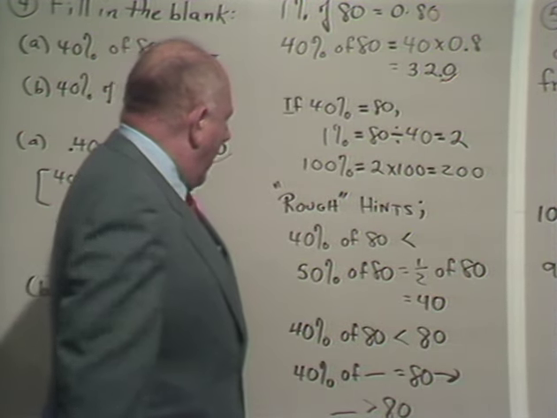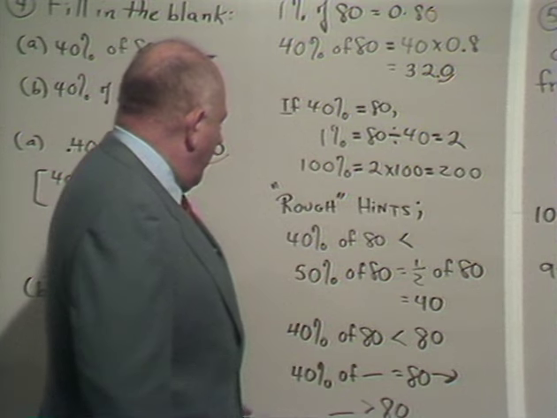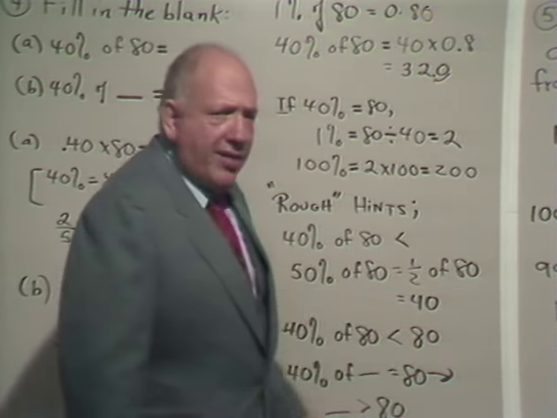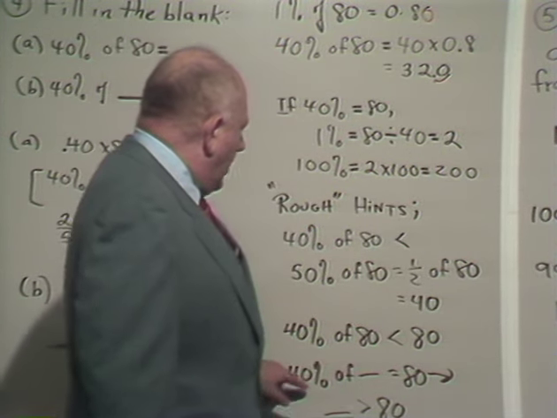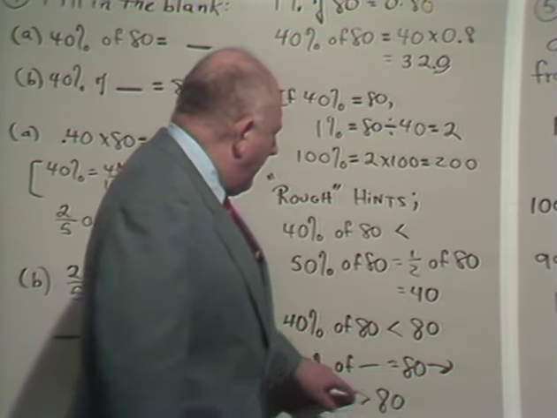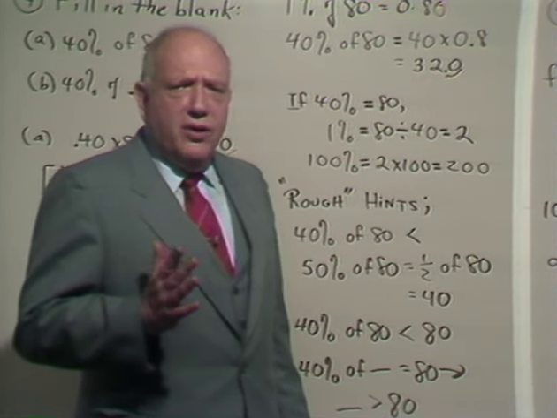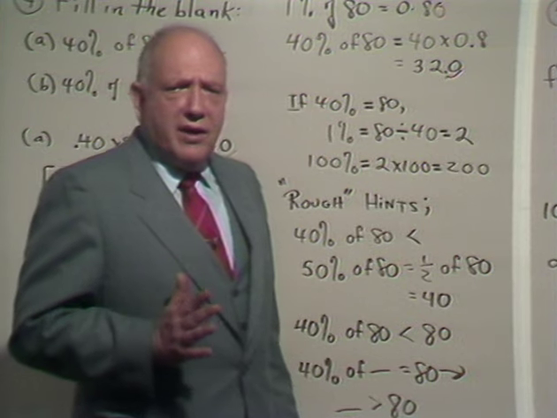As far as part B is concerned, or A and B together, when you take 40% of 80, the answer has to be less than 80. If 40% of a number equals 80, that number has to be more than 80. So those are little guidelines that you can use to see if your answers are at least reasonable.